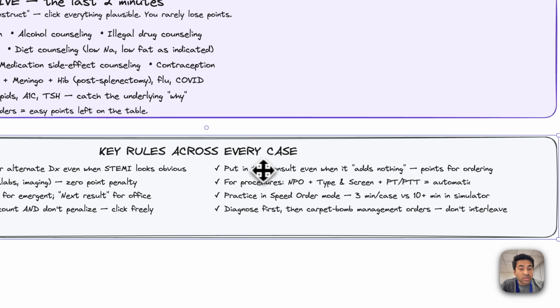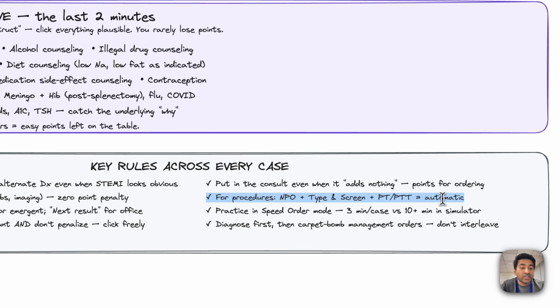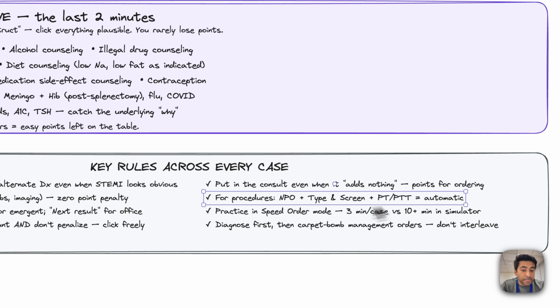It's very, very important to put in the consult, even if it adds nothing, because oftentimes putting in the consult itself can help get the case. Or if you don't know what procedure you want, but you know it's general surgery, just put in general surgery, and oftentimes that'll get you the points itself. For procedures, you want to make sure they're NPO, type and screen, PTT. These should be automatic in your head.